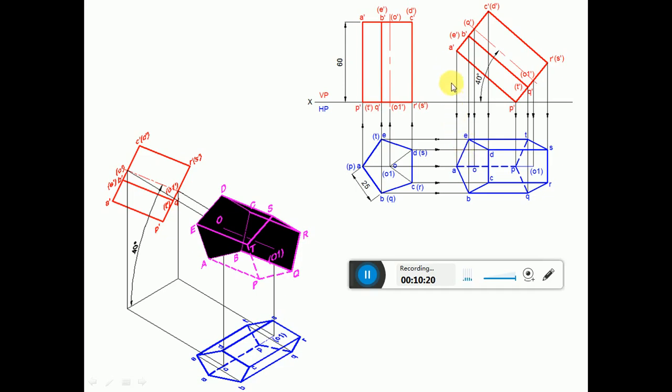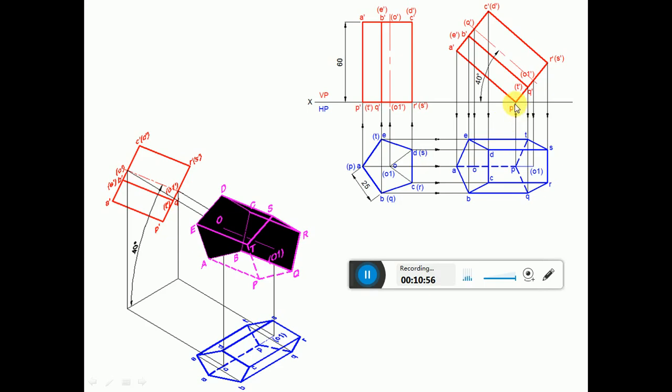So draw a vertical projector from A dash and draw a horizontal projector from A to get this point. Again draw a vertical projector from B dash E dash and draw a horizontal projector from B and E to intersect at BE. Similarly, draw a vertical projector from O dash and draw a horizontal projector from O to intersect at this point. We will get this point O. And draw a vertical projector from C dash D dash and draw a horizontal projector from C and D to intersect at these 2 points, which is C and D. Then name them A, B, C, D, E and O.